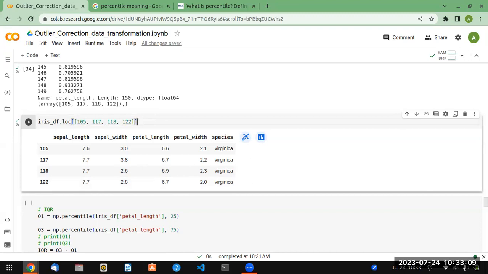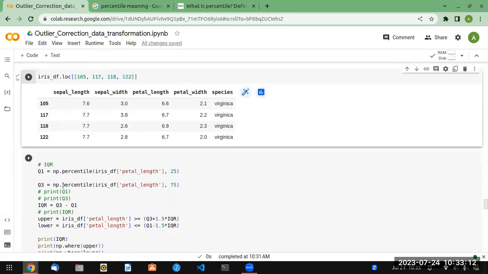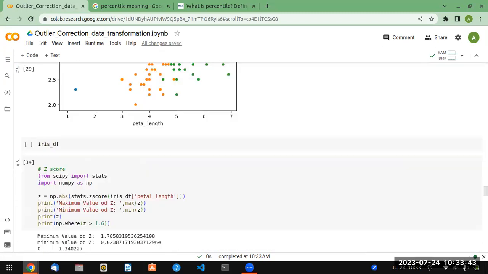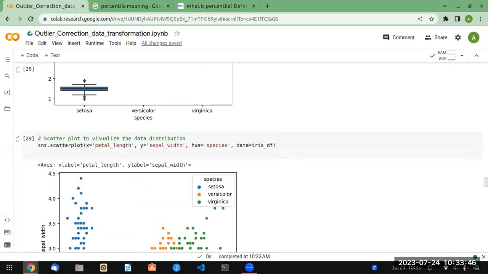Same thing, if we do it with IQR, what will happen? Guys, see, Q1 I calculated, Q2 I calculated, then IQR I am doing as Q3 minus Q1. Then upper range and lower range I'm defining, and I'm printing them. Here can you see there is no index coming for petal length in this one, right? Why is it not coming? Yeah, so that means it is within that range.